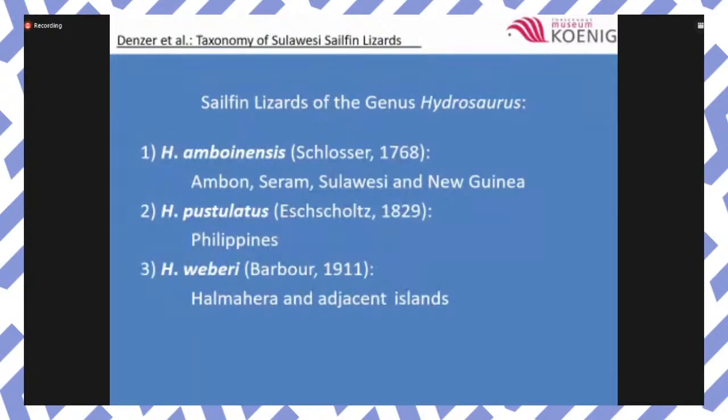Previous to our investigation, there were 3 different sailfin lizards in the genus Hydrosaurus. First, Hydrosaurus amboinensis from Pulau Ambon and Ceram, Sulawesi and New Guinea. Then Hydrosaurus pustulatus from the Philippines. And finally, Hydrosaurus weberi, described in 1911 from Halmahera, which also occurs on adjacent islands in the northern Moluccas. So for more than 100 years, no investigation had taken place.